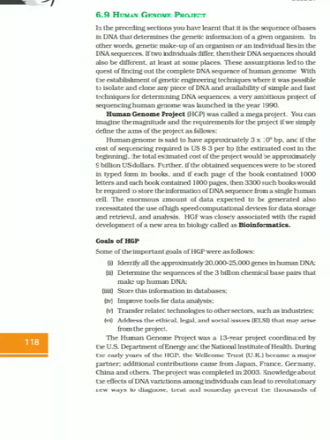Goals of HGP. Some of the important goals of HGP were as follows. Identify all the approximately 20,000 to 25,000 genes in human DNA. Determine the sequences of the 3 billion chemical base pairs that make up human DNA.